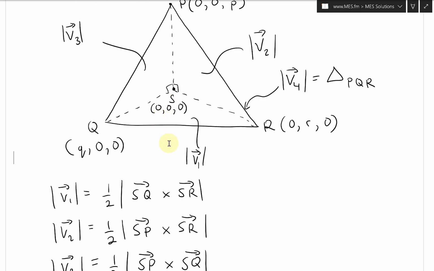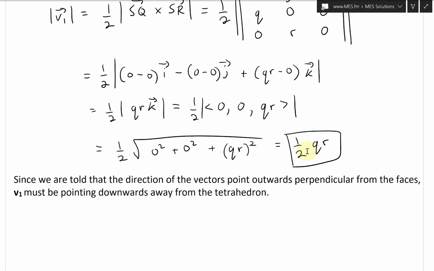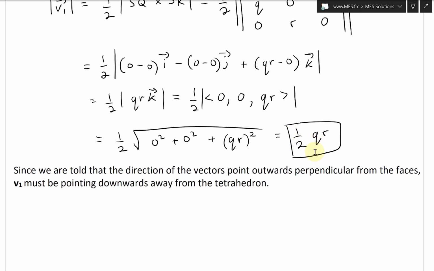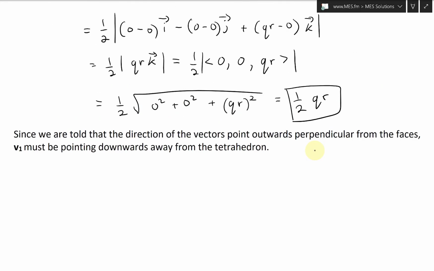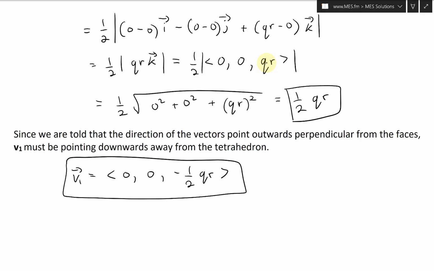So if it's pointing downwards, and then the length is going to be this, then we could just plug that in for the Z component. So what we have is v1 vector is equal to, well, basically this one here, but it's pointing downwards, so negative. 0, 0, then negative 1/2, multiply that 1/2 inside QR, like that. And there is our direction. Yeah, so there's the vector with direction there.